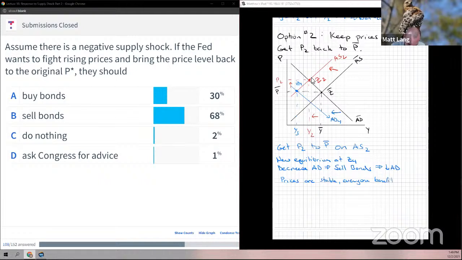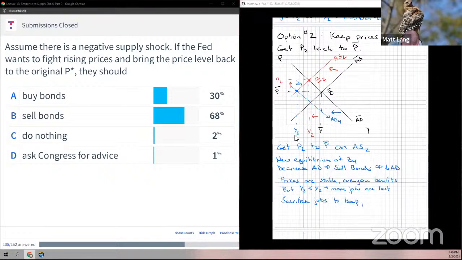Y3 is less than Y2. More jobs are lost. So Alina lost her job when we went from Y bar to Y2, but now Andreas is going to lose his job when we go from Y2 to Y3, because now we're saying, hey, let's decrease spending. Prices will be constant, everybody benefits, but more jobs are lost. So we sacrifice jobs to keep prices stable.